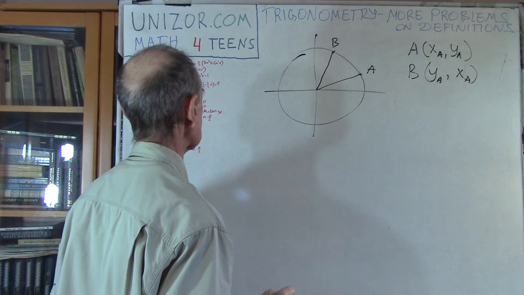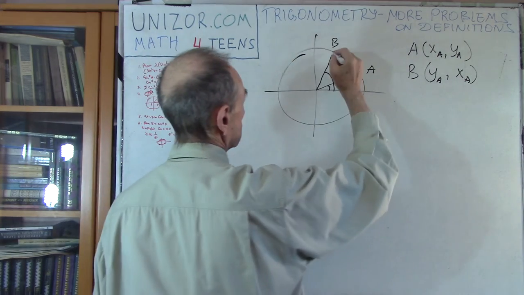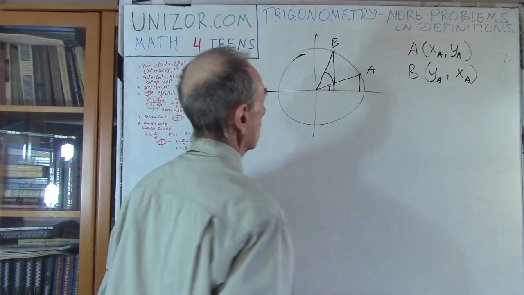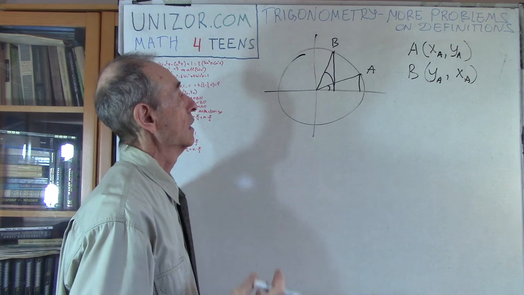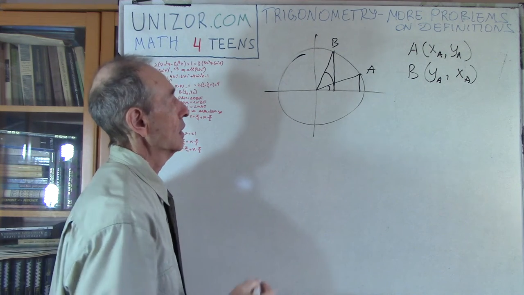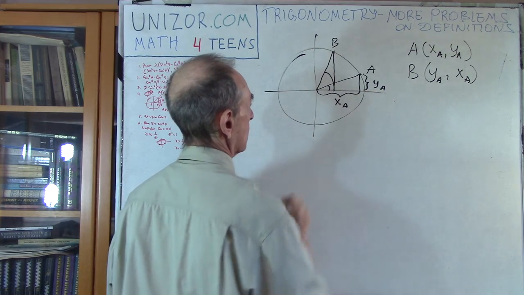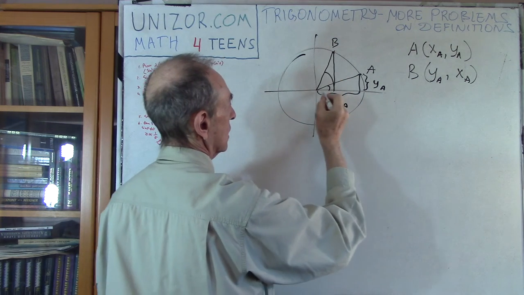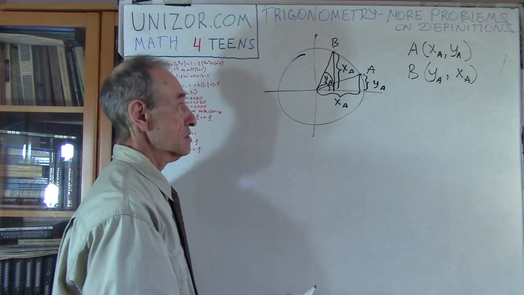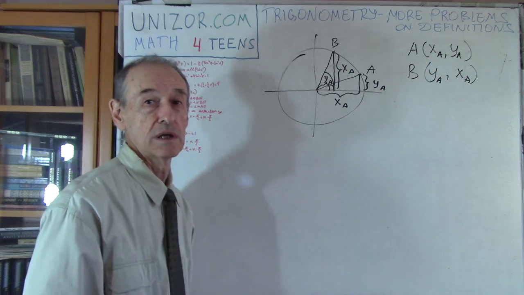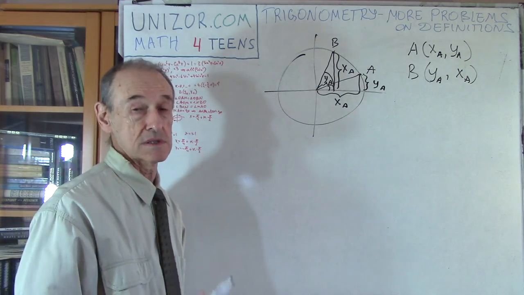Okay, what needs to be proven is that the sum of this angle and this angle is equal to 90 degrees. So what we will do is we will drop these perpendiculars, and what I'm basically stating right now is that these triangles are congruent. Question is why? Well, very simply, xA is this, and yA is this. Now, I'm saying that the coordinate of B is yA, xA. Now, this is yA, and this is xA. So, as you see, these triangles have absolutely the same sides: xA, xA, yA, yA, and hypotenuses are equal to 1.